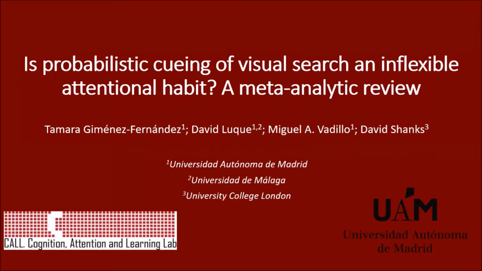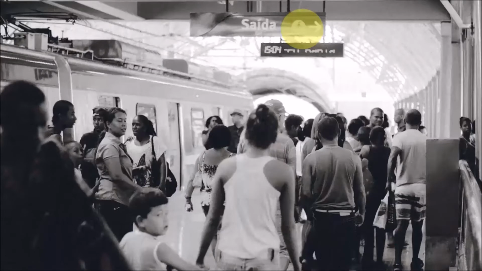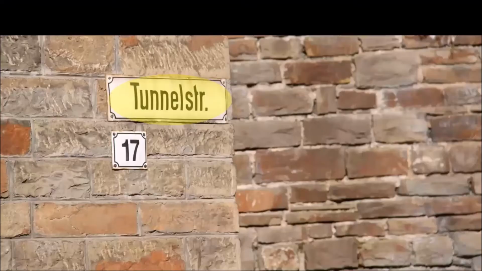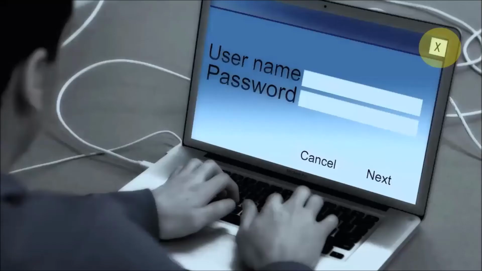Our study explores the inflexibility of the allocation of visual attention. When we want to find a target object, we look for it in the places where we know that they usually can be found. That is, the probable location of a stimulus biases where we pay attention to. For example, we know where to look for direction signs, street names, or buttons to close the computer programs.